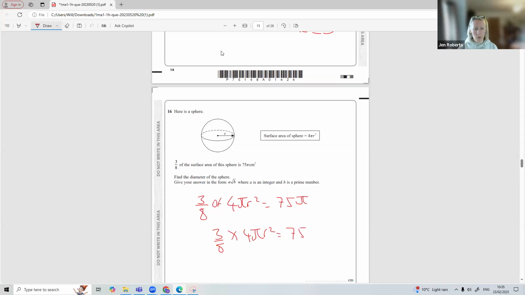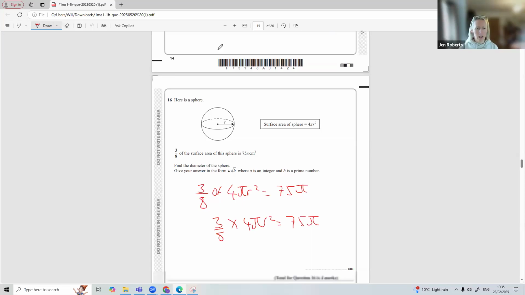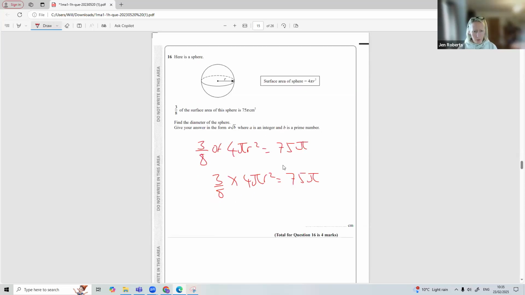Right, so how am I going to do this? I think there's a couple of different ways you could do it. I'm going to change this 4 into a fraction over 1. And then I'm going to multiply them. 3 times 4 is 12. 8 times 1 is 8. So you've got 12 over 8 pi r squared equals 75 pi.